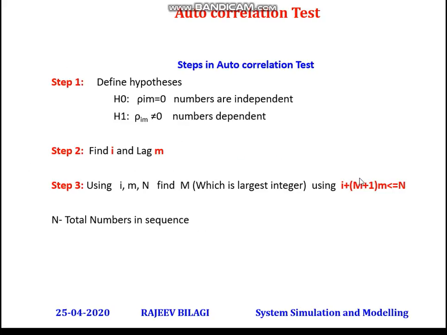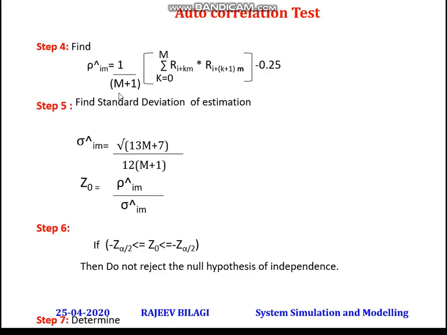So now that is what we are going to get, M. Why we are going to find out M, we will see. In step number 4, we need to find out the row of IM cap. The formula is 1 divided by M plus 1 in bracket, sum over K to M of R of Km star R of I plus K plus 1 M bracket complete minus 0.25. So be very careful when you substitute these values, the equation becomes larger, then you people may miss this minus 0.25, so you have to be very careful.